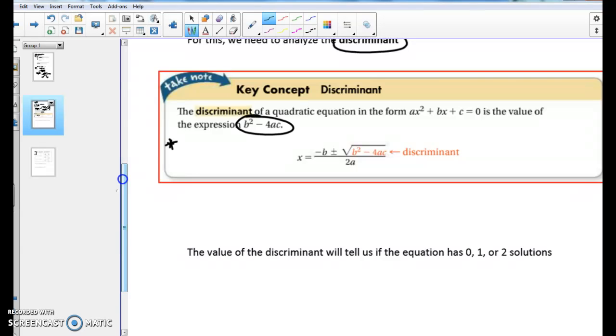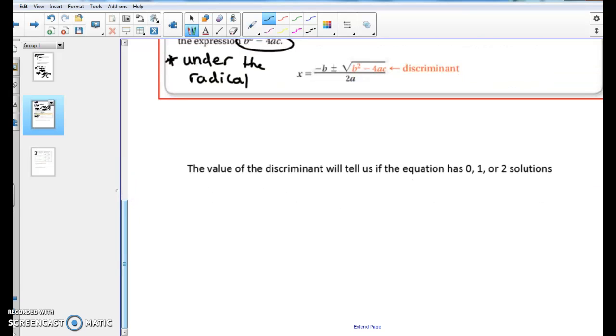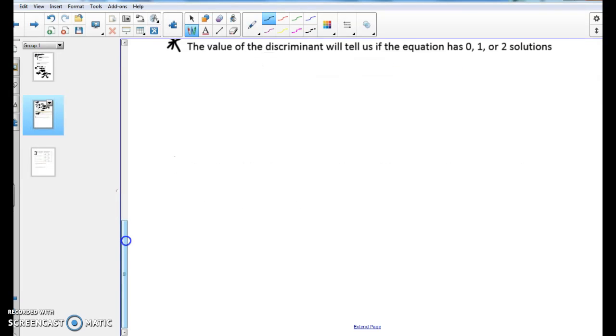And like I said, we're always going to find that in these quadratics under the radical, okay? Now that value here is going to tell us if the equation has 0, 1, or 2 solutions, okay? That's what I'm saying down here at the bottom. If a quadratic has 2 solutions, let's think about what that graph's going to look like. That means it has 2 x-intercepts, right? So the graph's going to be a parabola that crosses the x-axis twice.